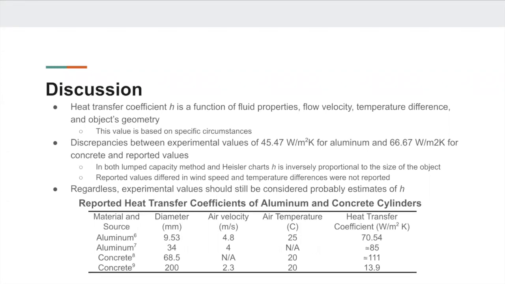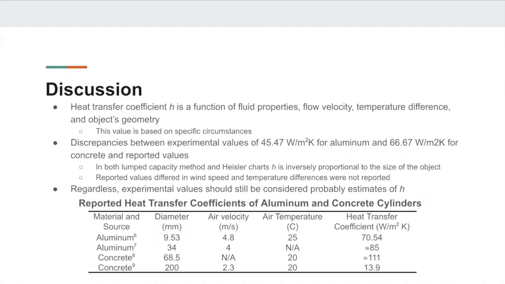So an important aspect to consider with this lab is that the heat transfer coefficient is a function of many things. This includes the properties and the flow of the moving fluid, the temperature difference between the fluid and the object, and also the object's geometry. And so subsequently, the value of the coefficient is very specific to the circumstances of the convective heat transfer taking place. So it's usually found empirically rather than theoretically. The table on this slide displays literature values of the heat transfer coefficients of experiments that most closely mimicked the one that we conducted. And as can be seen, the heat transfer coefficients of the aluminum and concrete cylinders that we found fell between or around these reported values.